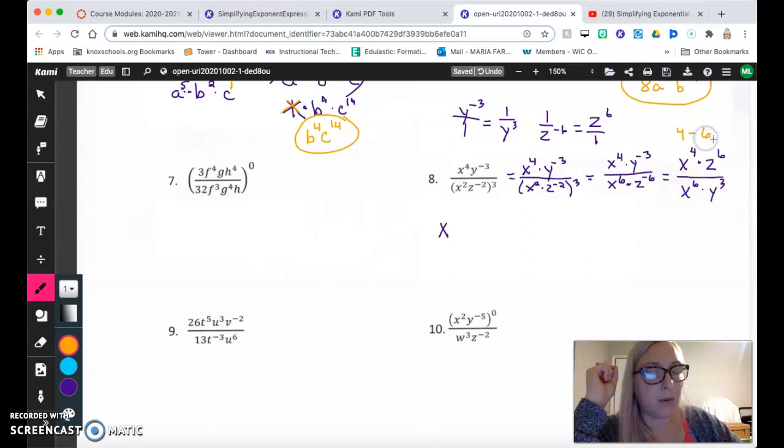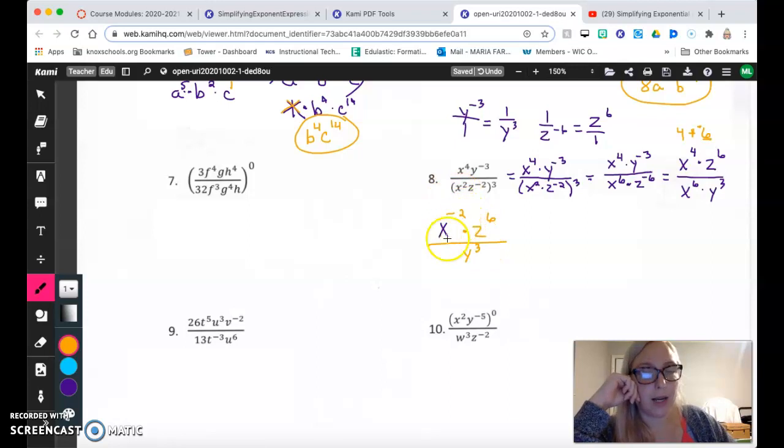This time you have 4 minus 6. Remember, we have to add the opposite: change the subtraction sign to an addition sign, and change the sign of our second number. 4 plus negative 6, we actually subtract and keep the sign of the bigger number. 6 minus 4 is 2. The bigger number is negative, so we have x to the negative second power. And then that is still being multiplied times z to the sixth. And then we have y to the third on the bottom.